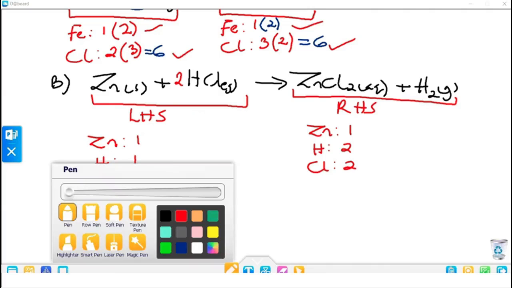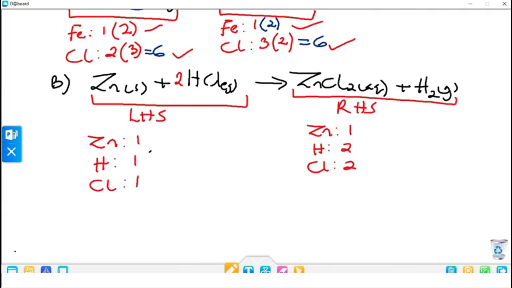So with this, we can rightly say that our hydrogen is now 2, no longer 1. Our chlorine is also 2, no longer 1. And now, zinc is balanced right and left. Hydrogen is balanced right and left. Chlorine is balanced right and left. So that is how to balance equations.